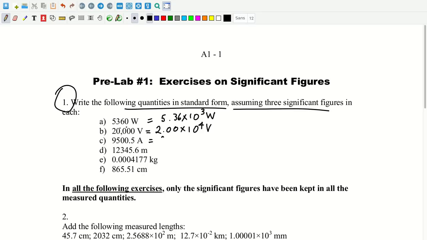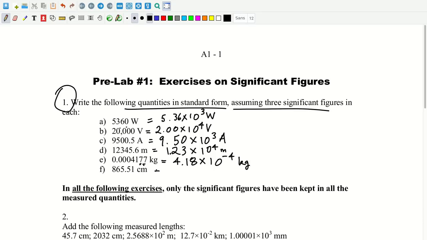Here I have 9.50 times 10 to the 3 amps. Here I have 1.23 times 10 to the 4 meters. Okay? Here I have 4 point, and this is where students screw up the most, I find. 4.18, because that 7 rounds this digit to 8. Okay, 4.18 times 10 to the negative 4 kilograms.